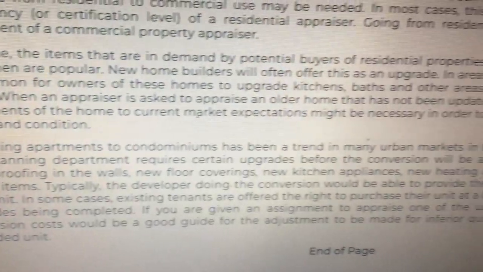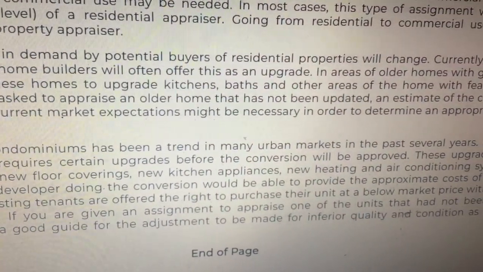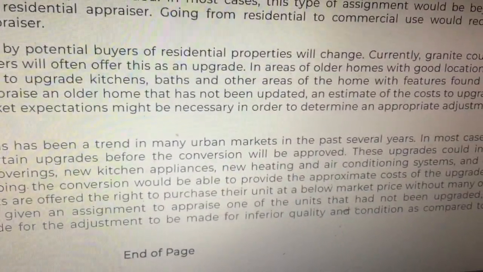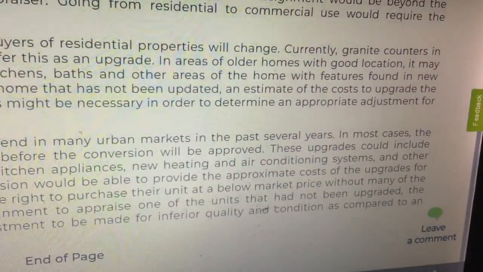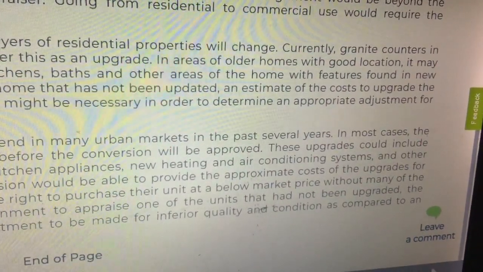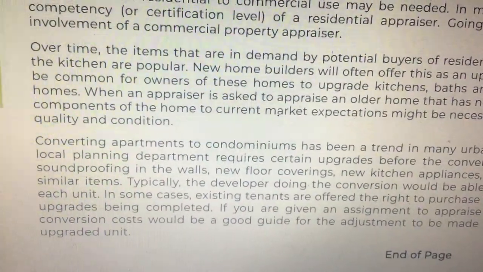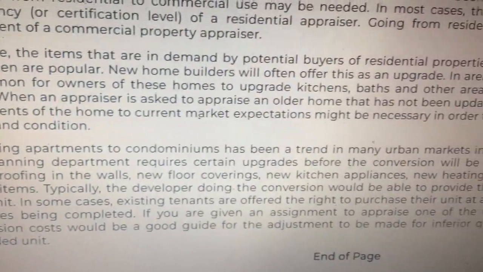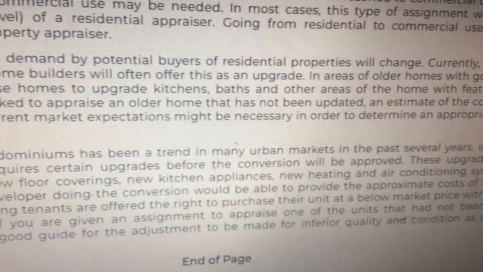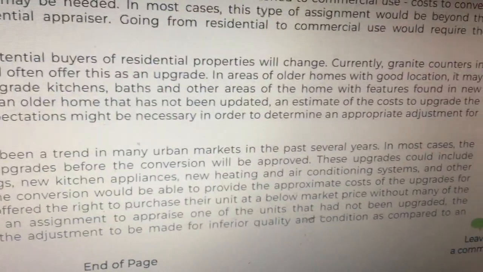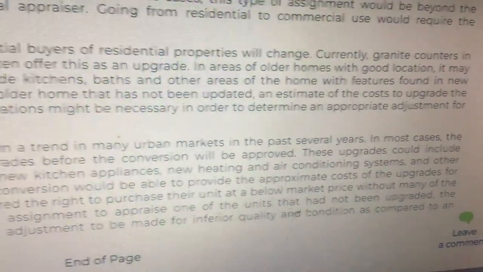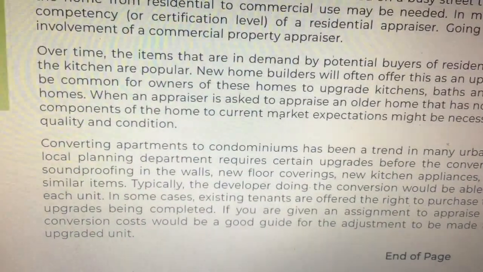When an appraiser is asked to appraise an older home that has not been updated, an estimate of the costs to upgrade the components of the home to current market expectations might be necessary in order to determine an appropriate adjustment for quality and condition.